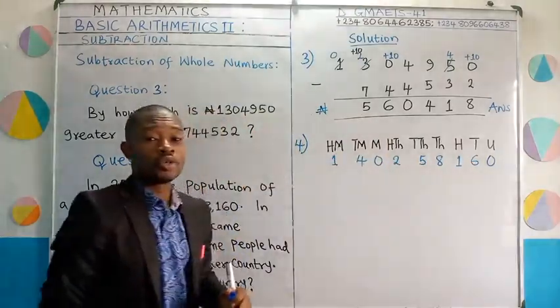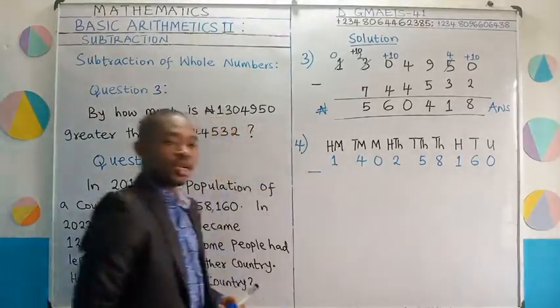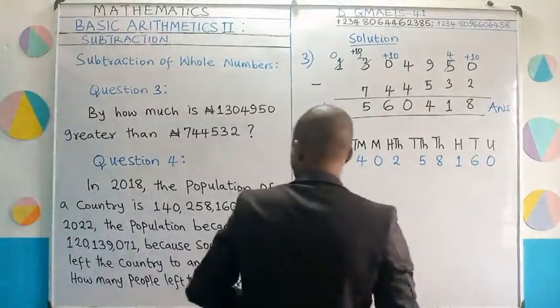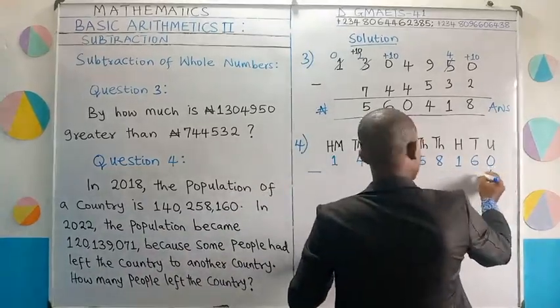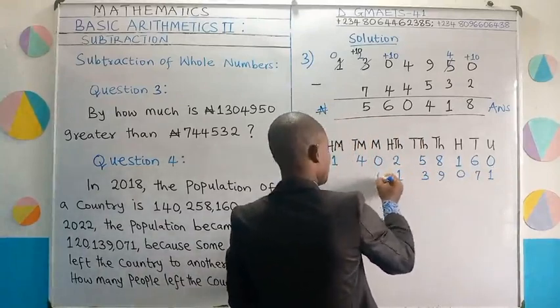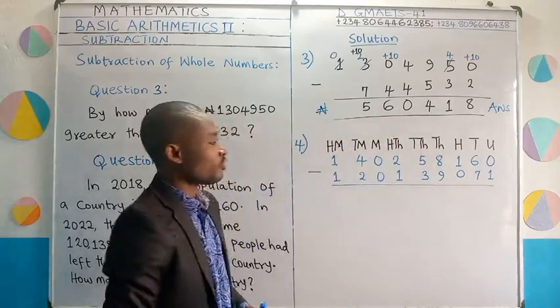So you see, it is always good to start entering your digit from the unit place value so as to avoid making mistakes. And so I'm going to record this next one, 120,139,071, again from the unit place value. So let us start our subtraction from the unit place value.